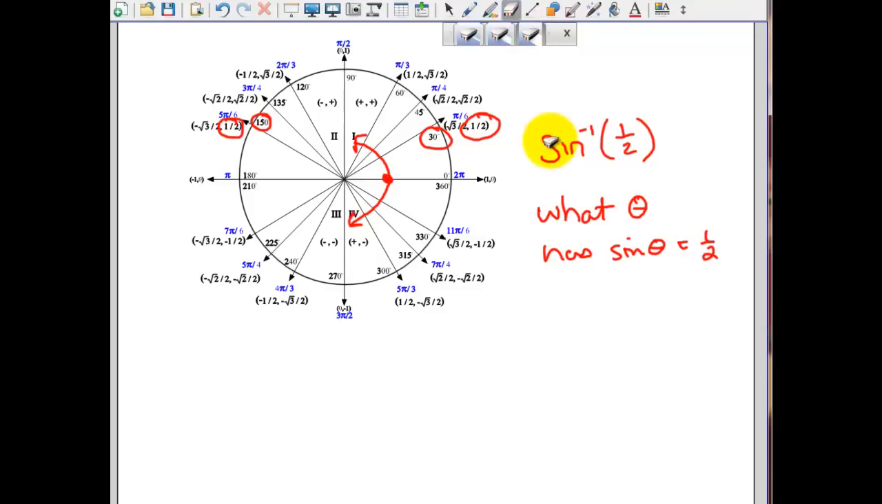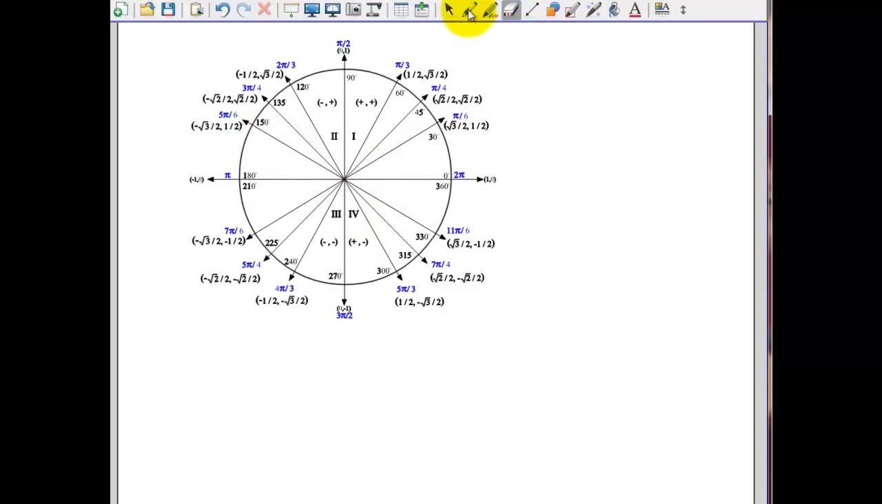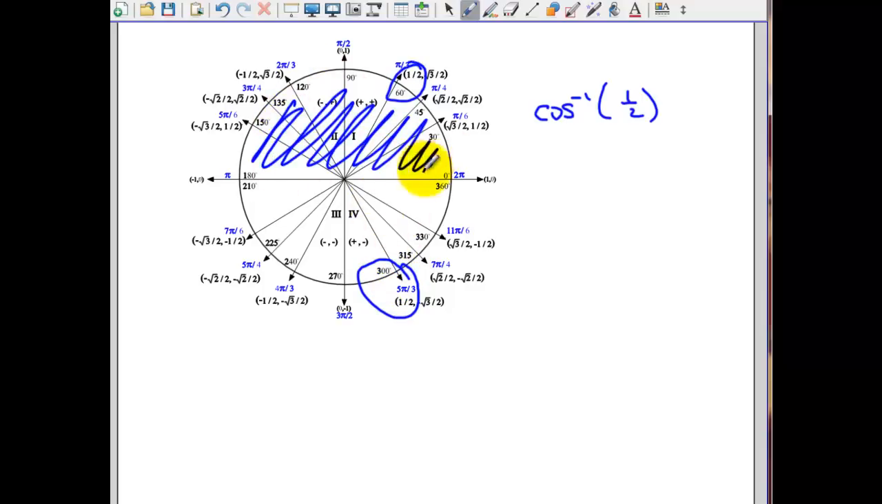If we do the same thing with cosine, so let's say what angle gives me a cosine of 1/2. On the unit circle, that's the x-coordinate, so we have here 60 degrees, or down here we have 300 degrees. So we have to avoid being in these two quadrants. So for the cosine, the angles are going to come in this semicircle. So it's going to be between 0 and 180 degrees, or 0 and pi.